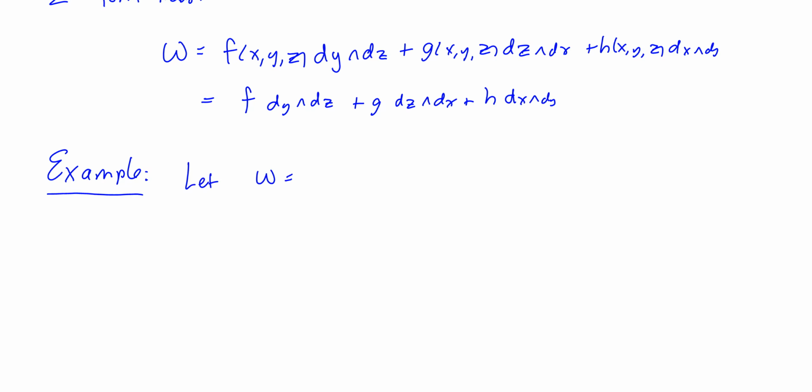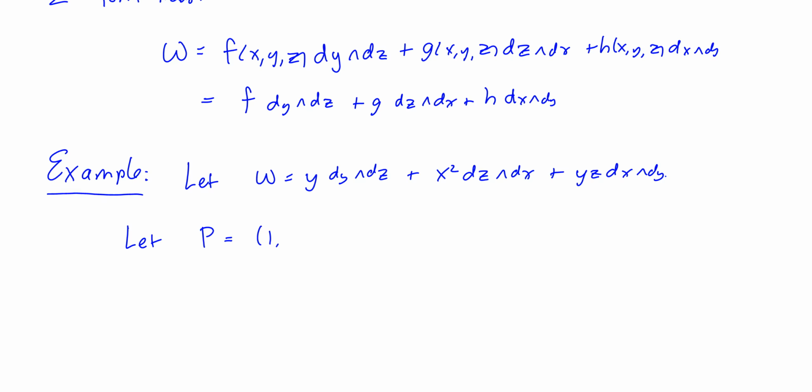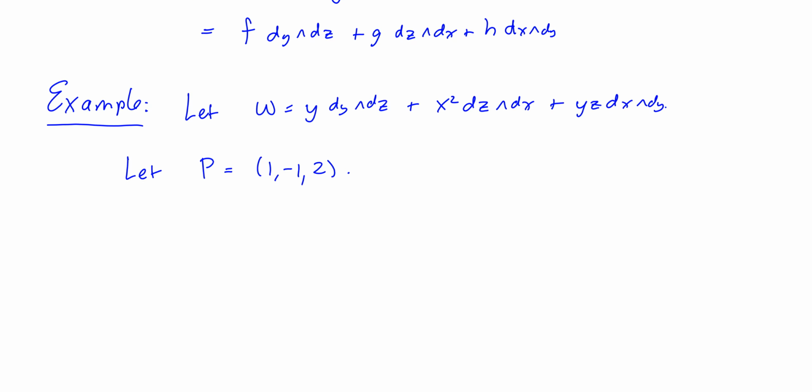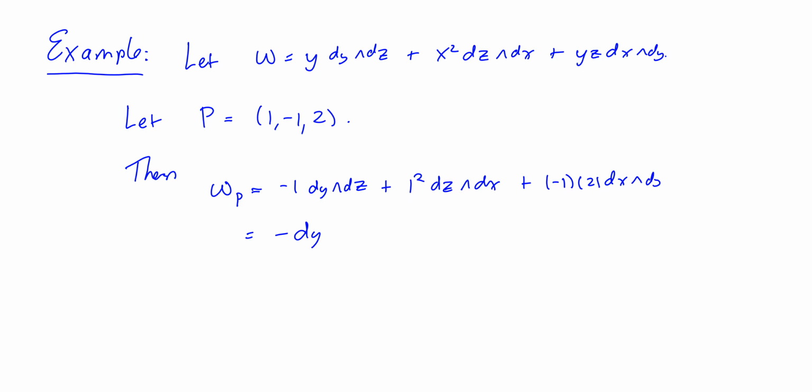So let's let omega be y dy wedge dz plus x squared dz wedge dx plus yz dx wedge dy. And we'll let our point P be the point (1, -1, 2). So then the two form ω_P, remember we evaluate the functions out front of this. This is negative 1 dy wedge dz, because we plugged in negative 1 for y, plus 1 squared dz wedge dx, plus negative 1 times 2 dx wedge dy. So this is just negative dy wedge dz plus dz wedge dx, minus 2 dx wedge dy. So at that point P, this is our two form.